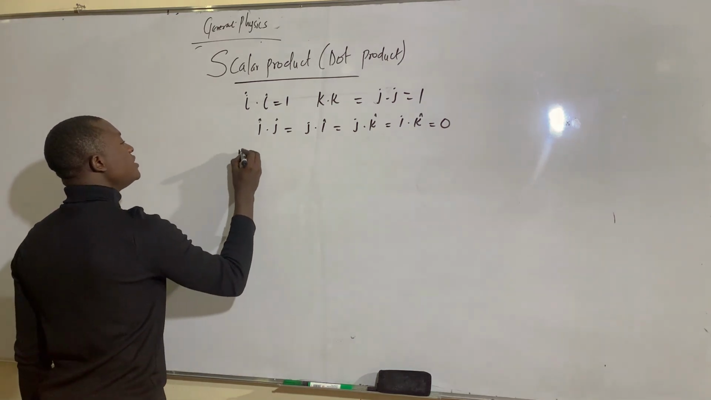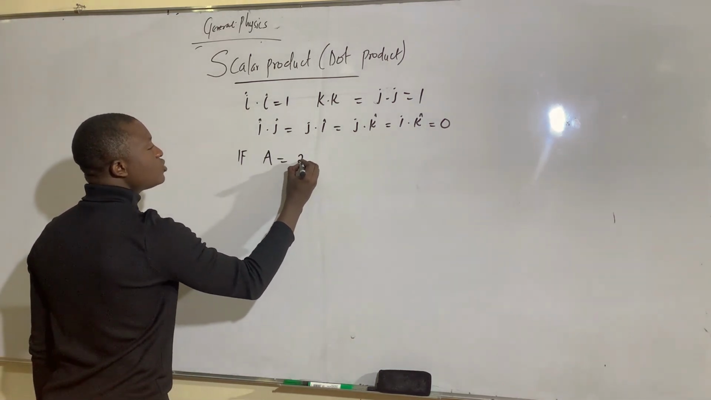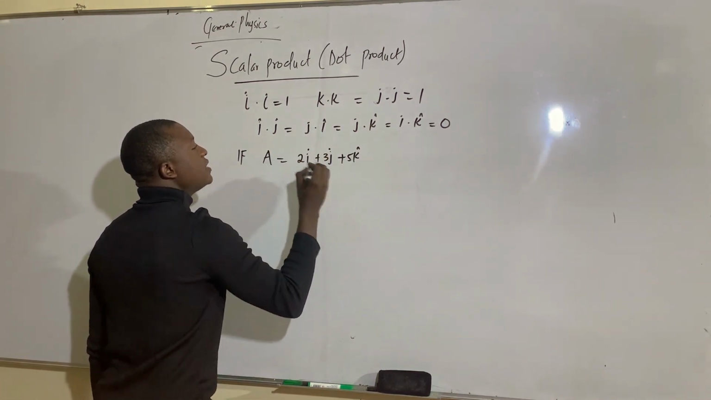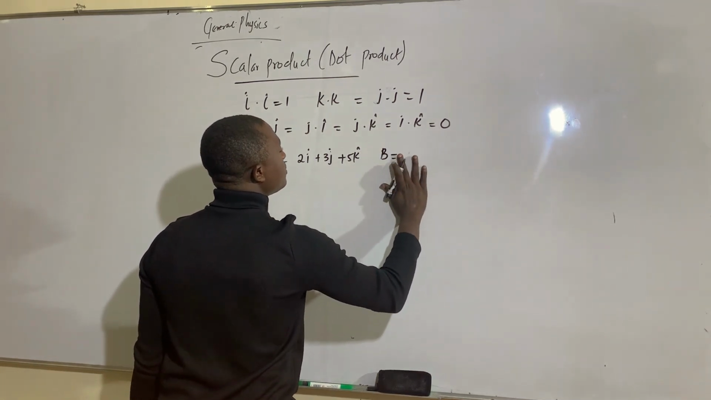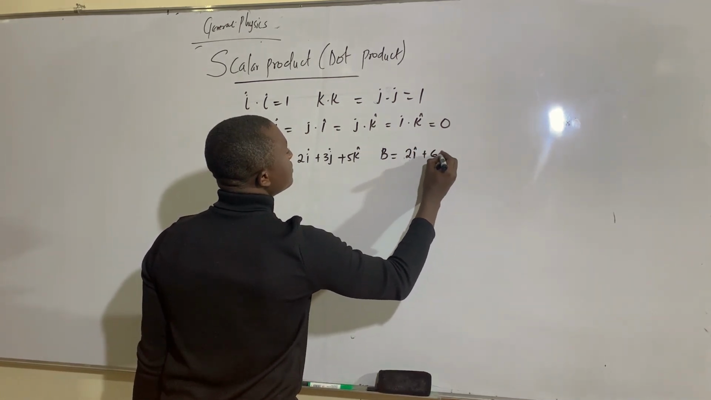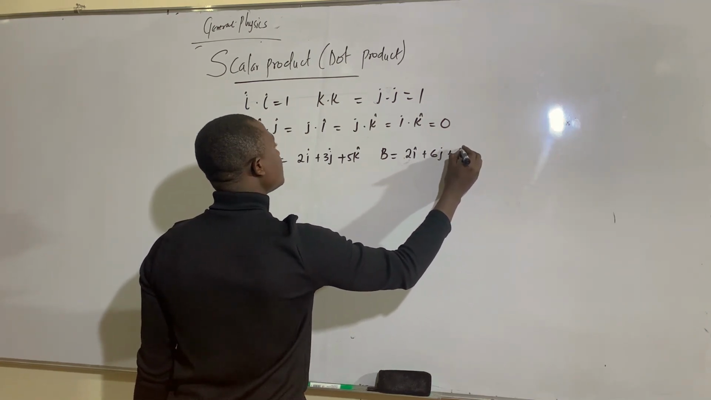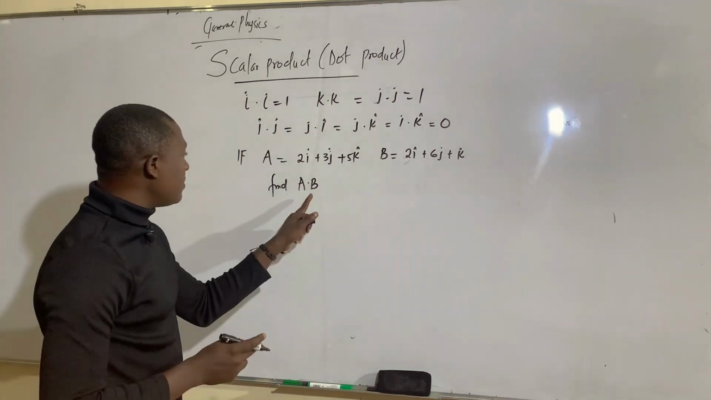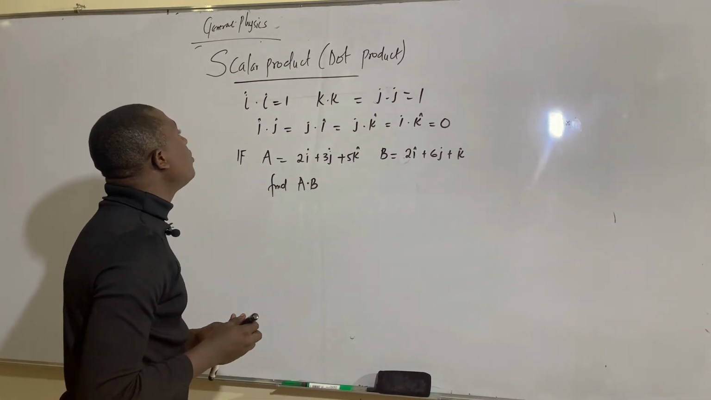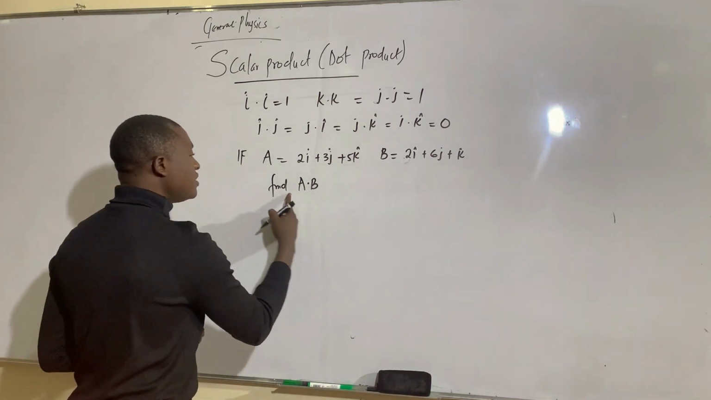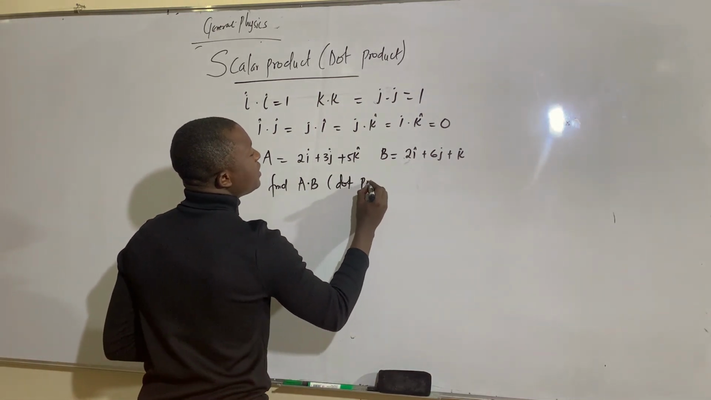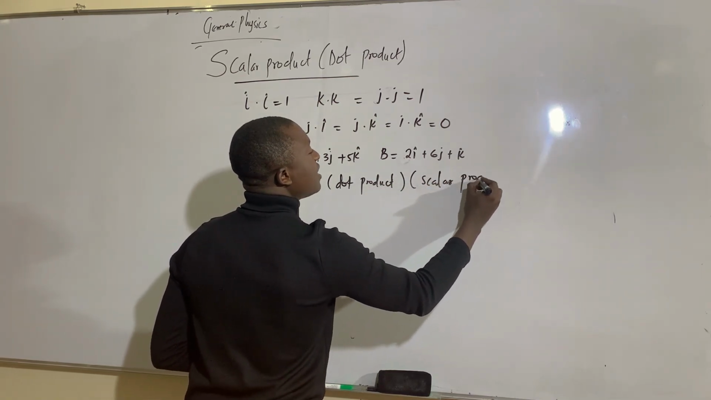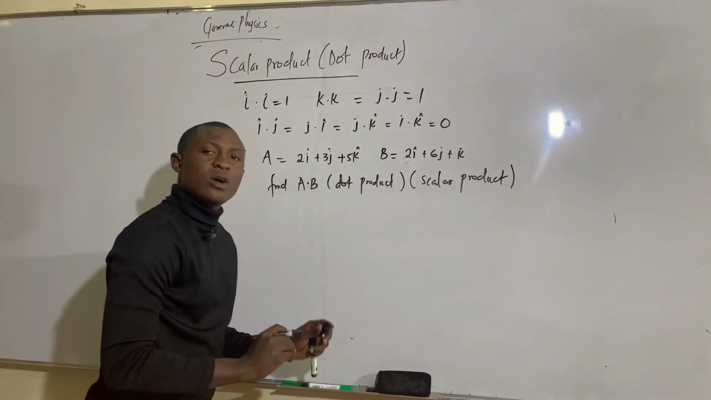So let's see an example. They say if vector A is equal to 2i plus 3j plus 5k, and we are given B to be 2i plus 6j plus k, for example. The task is to find A dot B. They can put it this way with a dot, or they can say find the dot product of A and B, or they might say find the scalar product. All those three terms are the same. You understand, right?